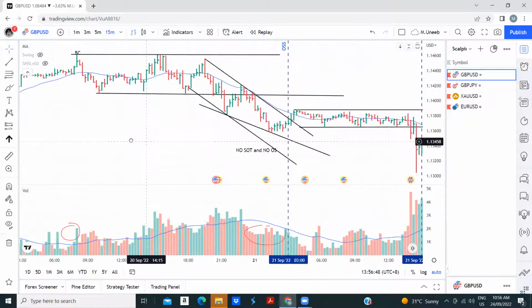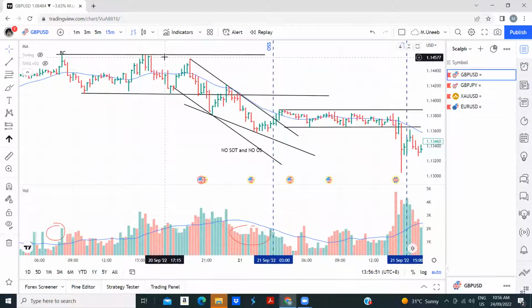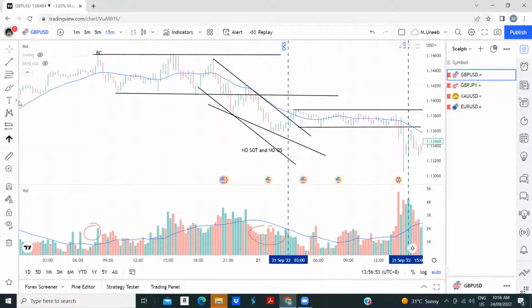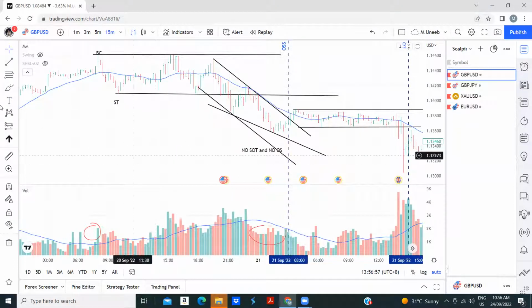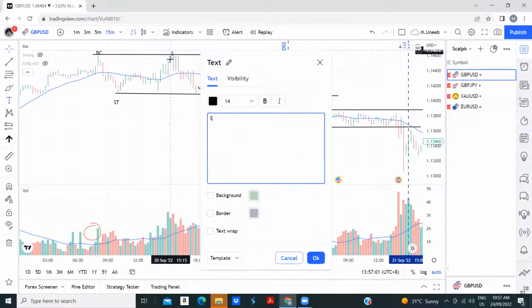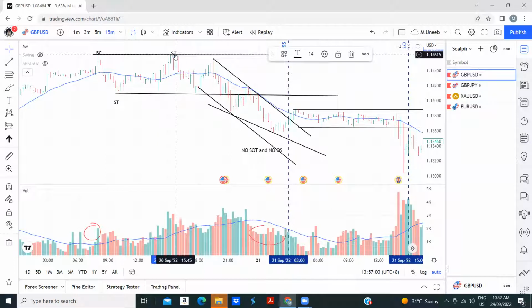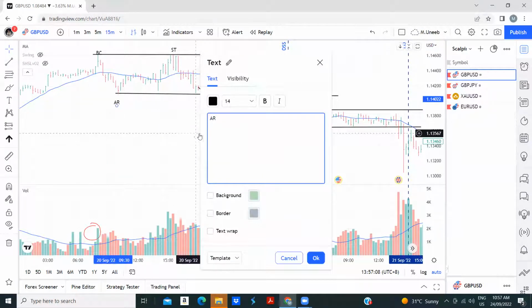Okay, so this actually has what? This is now, if you, this is buying climax. This is what? Secondary test. Sorry, this is AR. This is secondary test. Okay, this is AR.